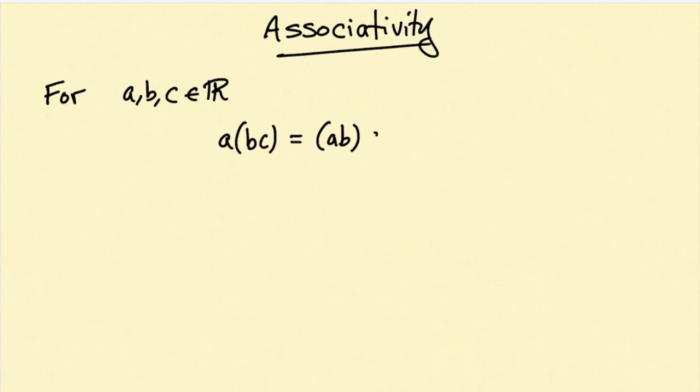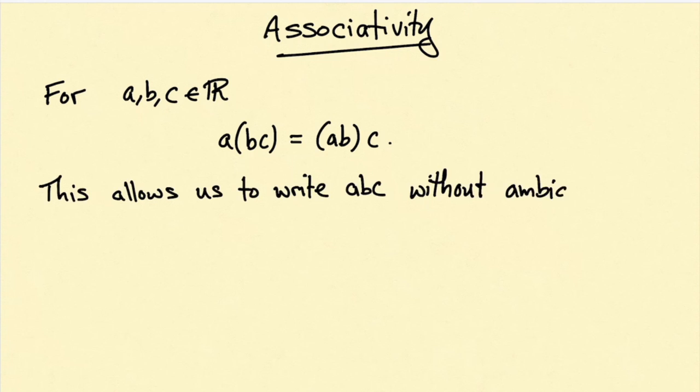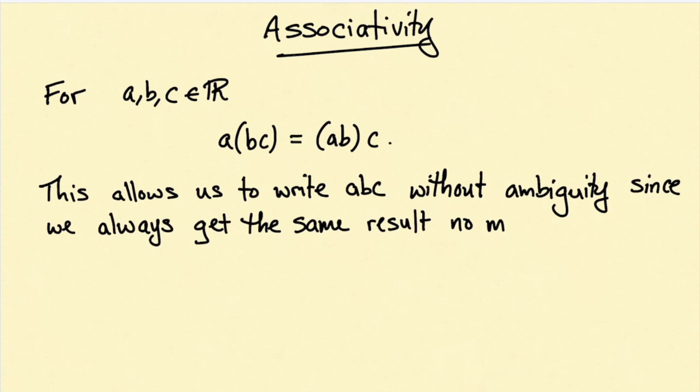That says for any three real numbers, a, b, and c, if I first multiply b and c together, then multiply that by a, that's the same as multiplying a and b together, then multiplying by c. This allows us to write ABC without ambiguity, since we always get the same result no matter where we place the parentheses.